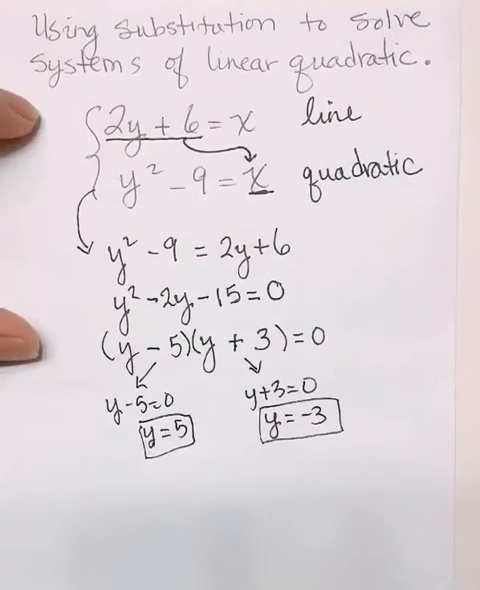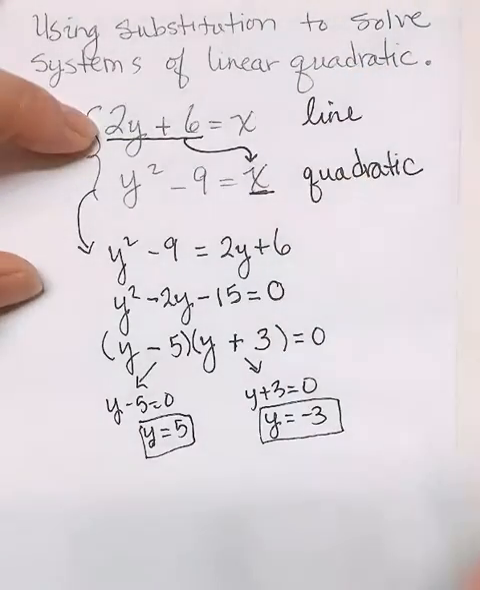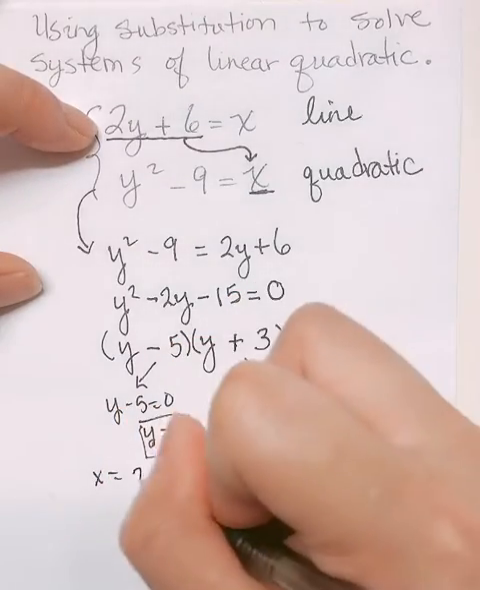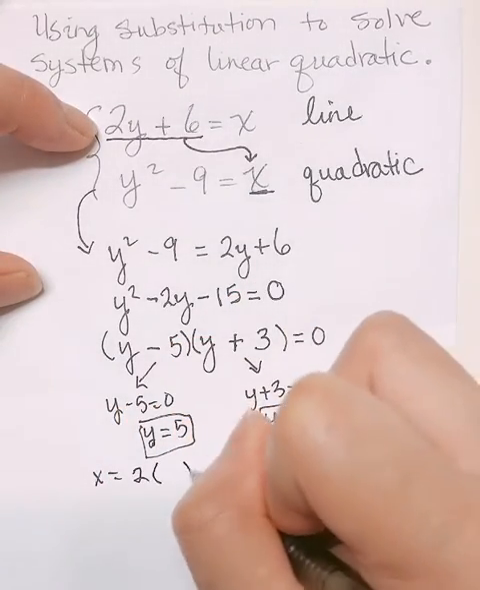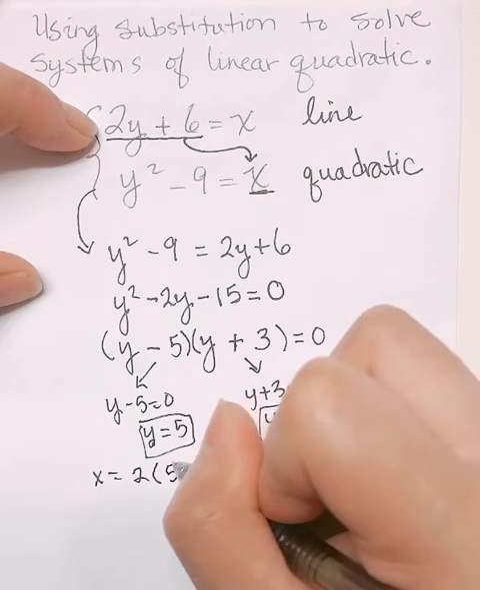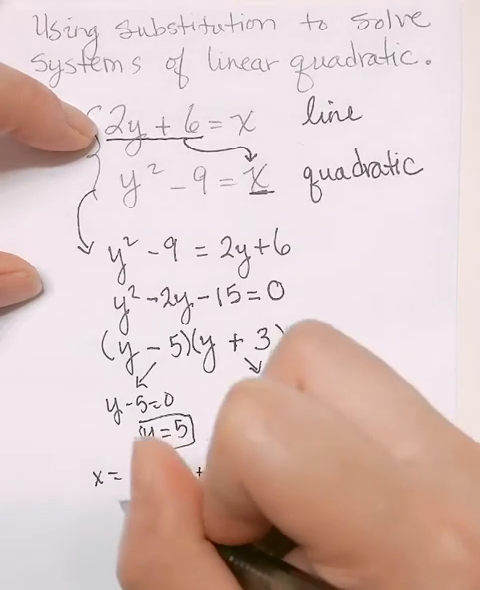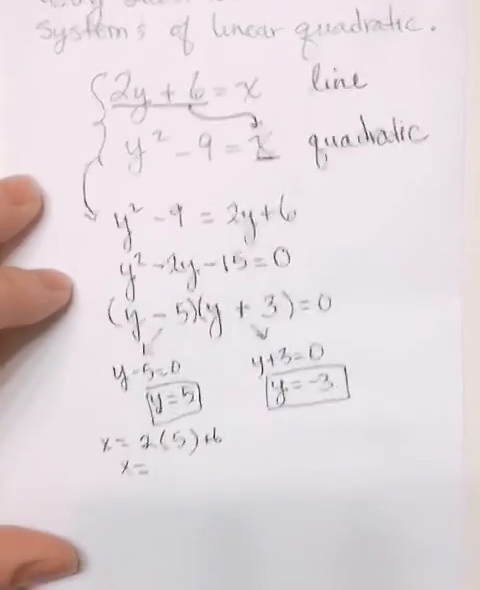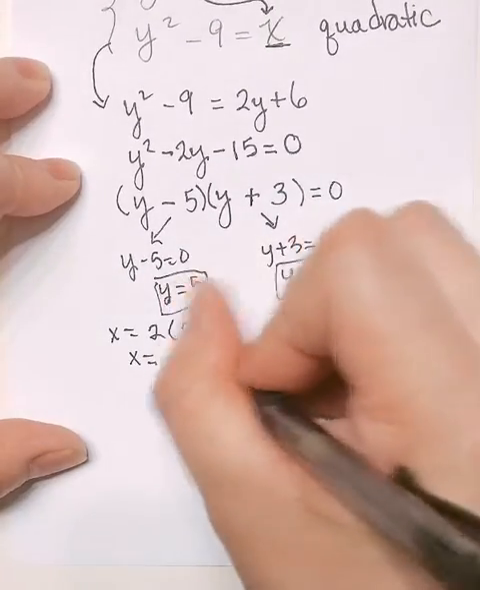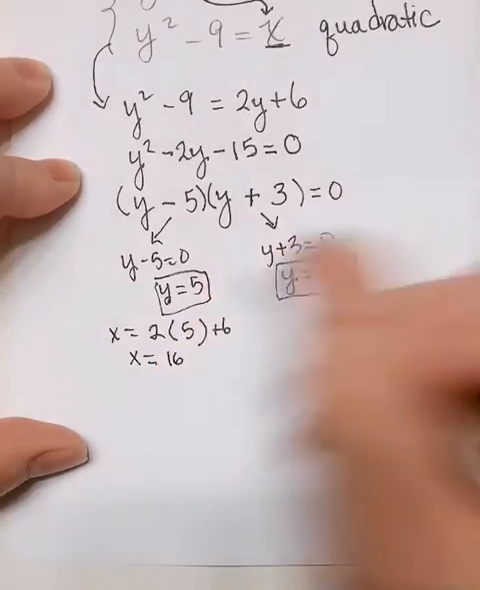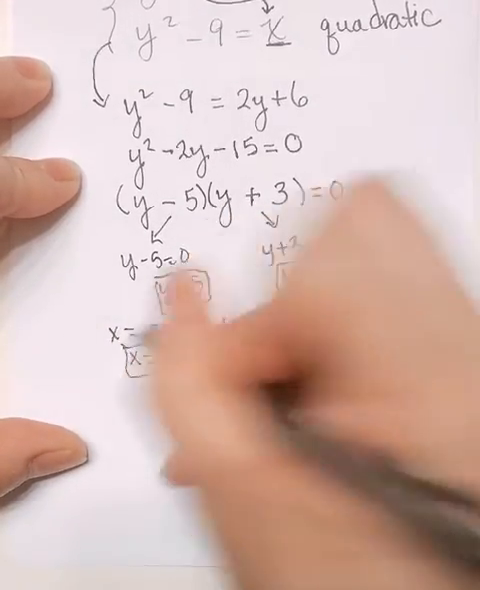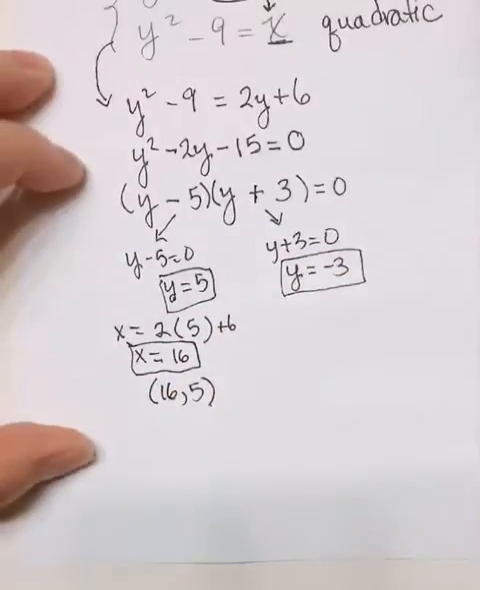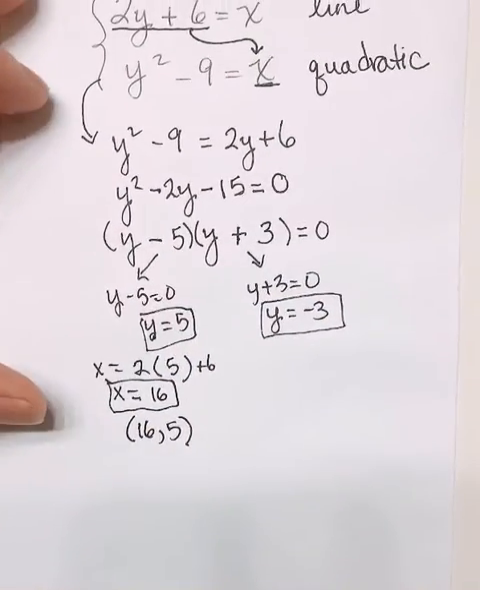To solve for x, I'm going to use my linear equation because that's simple, right? It says x equals 2y plus 6. So instead of y, I'm going to substitute in a 5, plus 6. I get x equals 10 plus 6, which is 16, right? So this first ordered pair is going to be (16, 5). That's the first intersection when you graph this.